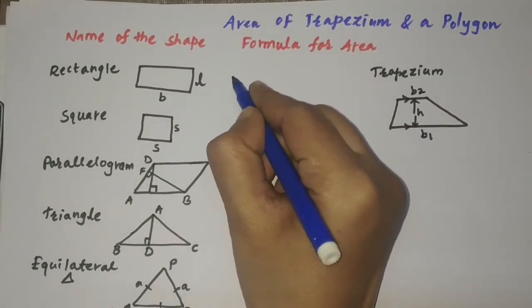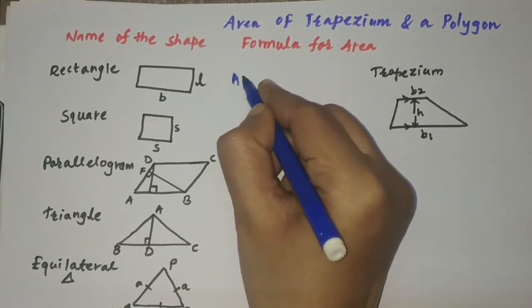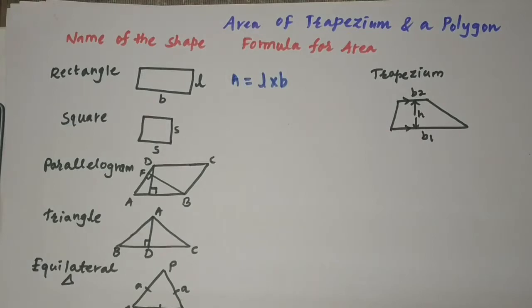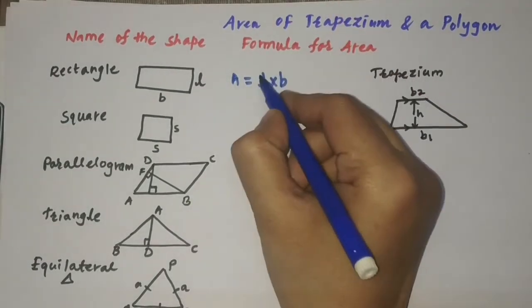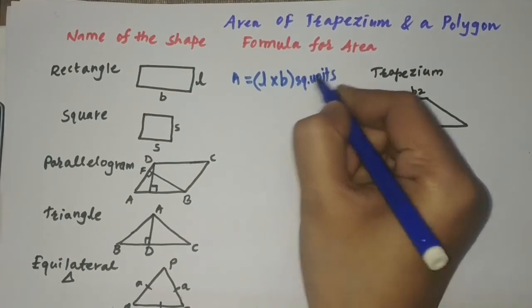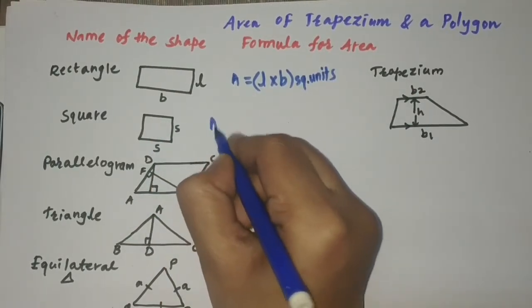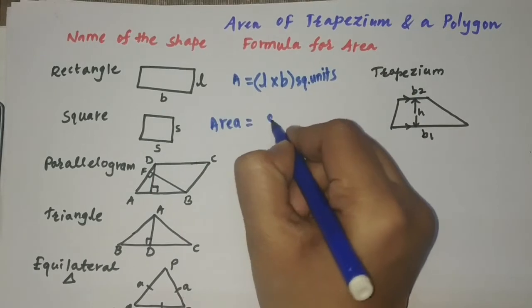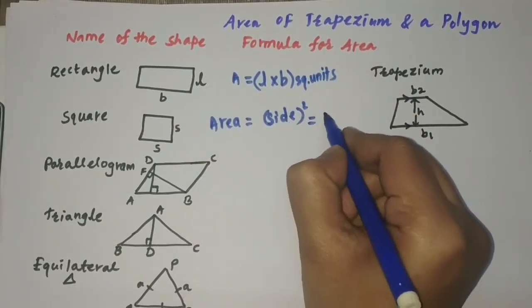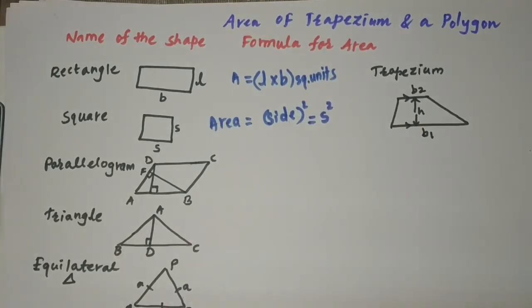What is the area of a rectangle? Area is equal to length into breadth. And this area is in what, friends? Square units. Next we have the area of a square. So we know that its area is side square. Here the side is given in terms of S, so I can write S square.